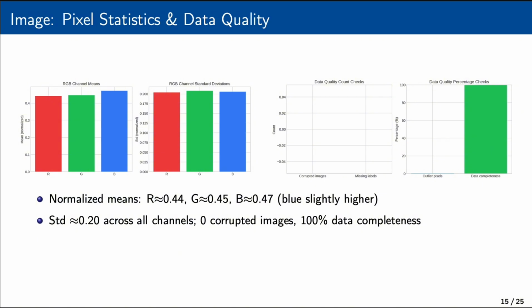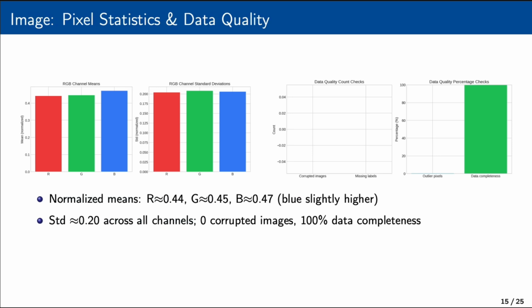Analyzing the pixel statistics across RGB channels, the normalized mean values are roughly 0.44 for R, G roughly 0.45, and B roughly 0.47, with blue slightly higher, indicating a mild cool bias in the dataset overall. Standard deviation is approximately 0.2 uniformly across all 3 channels, suggesting consistent contrast across images.